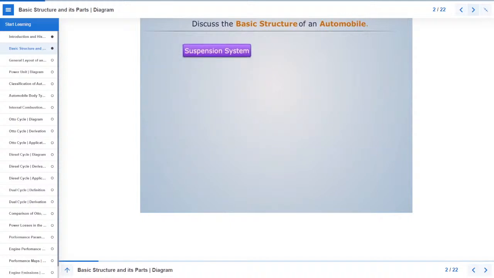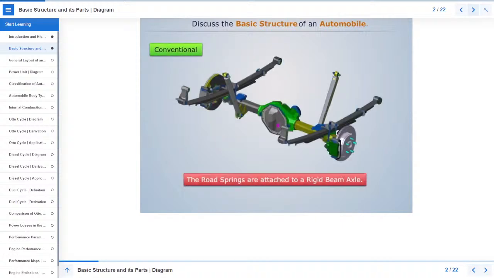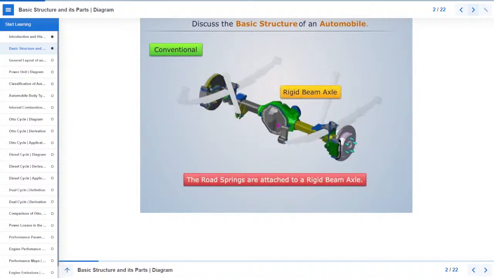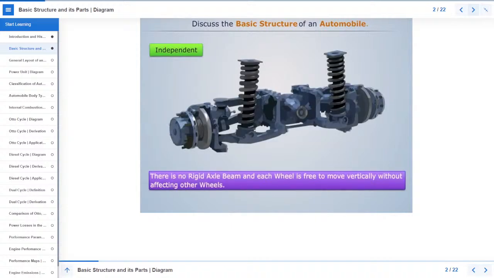Generally, there are 2 types of suspension systems: conventional system and independent system. In conventional system, the road springs are attached to a rigid beam axle, whereas in independent system, there is no rigid axle beam and each wheel is free to move vertically without affecting other wheels.